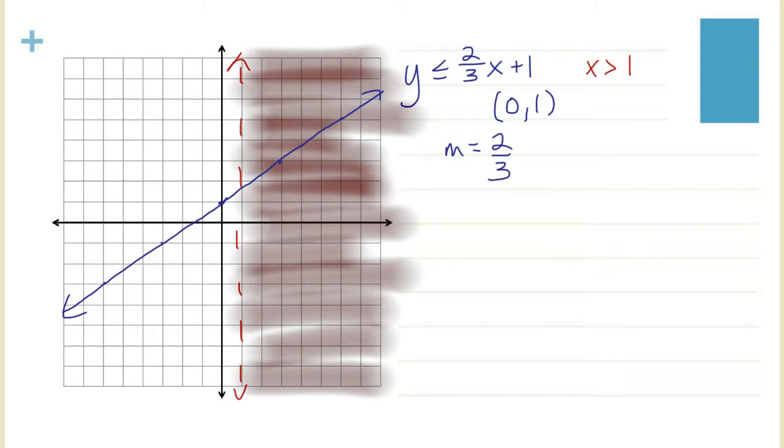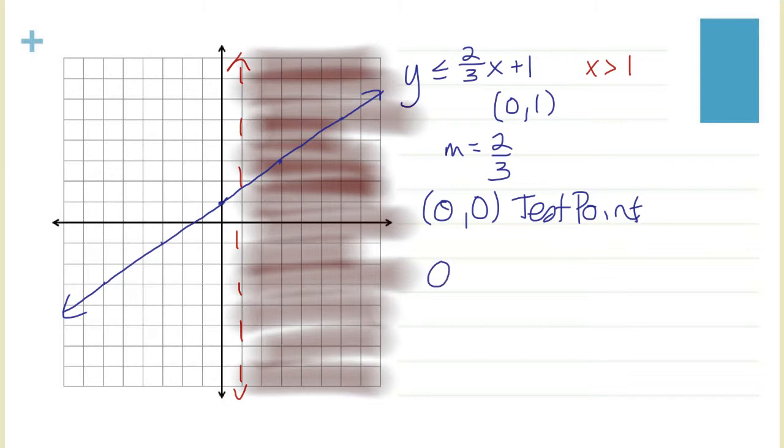Now I have to decide which way I'm going to shade. So I'm going to go with the test point method. Again, I'm just worrying about the blue line. And it's very clear that 0, 0 is below or to the right of the blue line. So I'm going to pick 0, 0 as my test point. I could pick any point that's not on that blue line. I couldn't pick 0, 1 because that would be true, but I'm picking 0, 0.